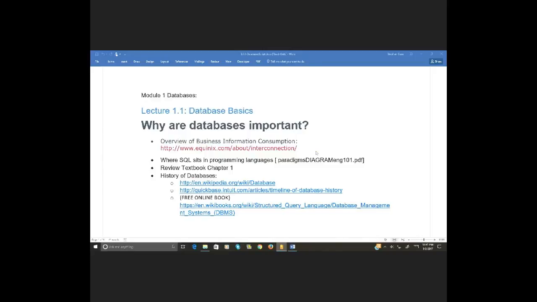All right, this is our first module on databases, Lecture 1.1. So why are databases even important? Well, let me ask this question. Can you think of one business that does not use information? Now, with that information, the next problem becomes, how do they store it? How do they use it and retrieve it, blend the information together to come up with strategies and tactics? This is the beginning of databases.